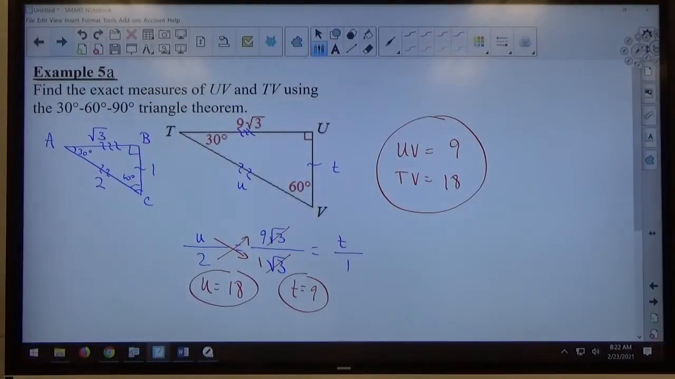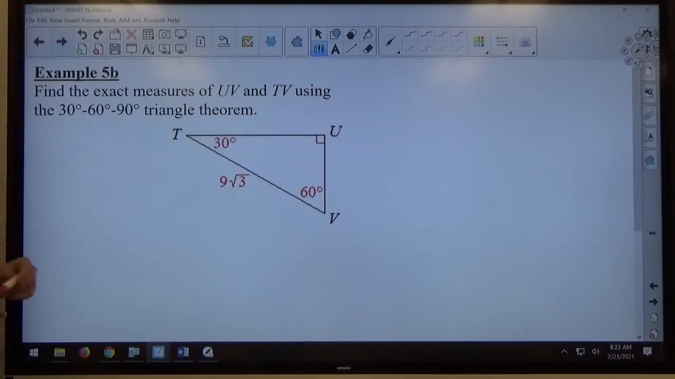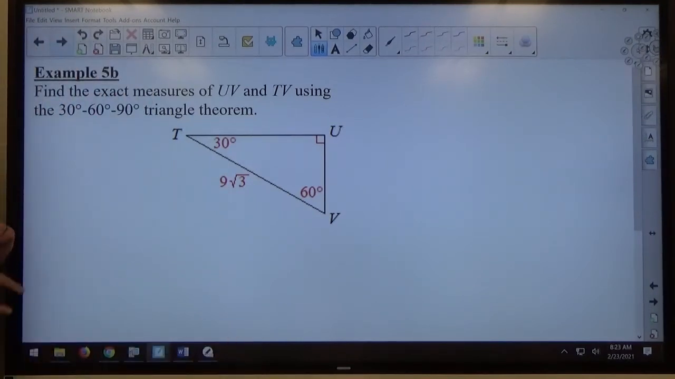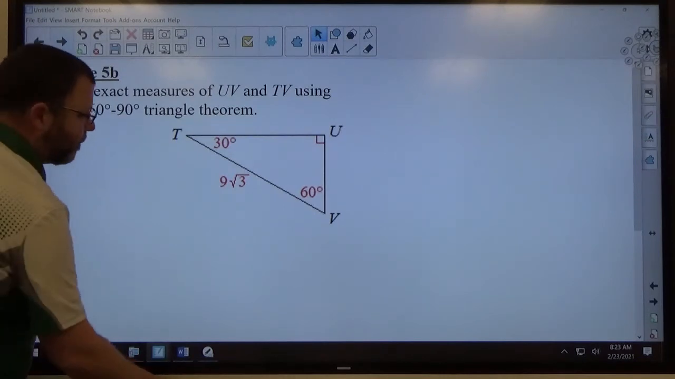9 and 18 obviously are just integer answers, but a lot of times you get radical answers to these problems. So make sure square roots end up in your answer if they do still exist. Moving on to 5b, same idea. It's still a 30, 60, 90 right triangle. Still 9 times the square root of 3 is one of the sides, but this time 9 square root of 3 is the hypotenuse, not the side opposite 60.